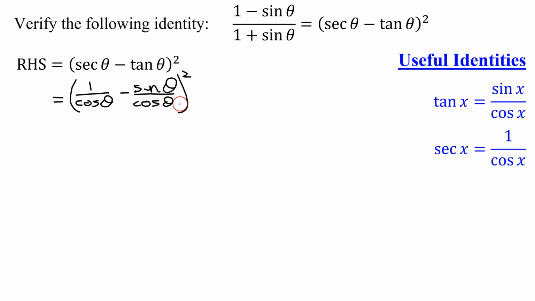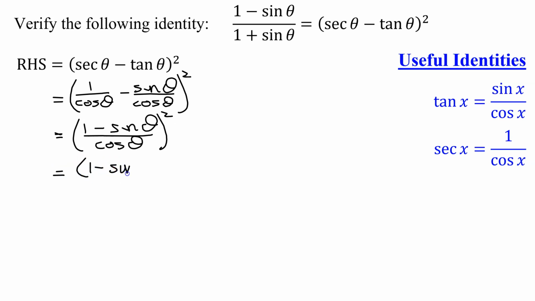But if you notice, something very nice happens. I already have a common denominator of cosine theta. So I can write this as (1 minus sine theta) all divided by cosine theta, all squared. Now I'm going to square my numerator, so I'm going to have (1 minus sine theta) all squared divided by cosine theta all squared, which is cosine squared theta.